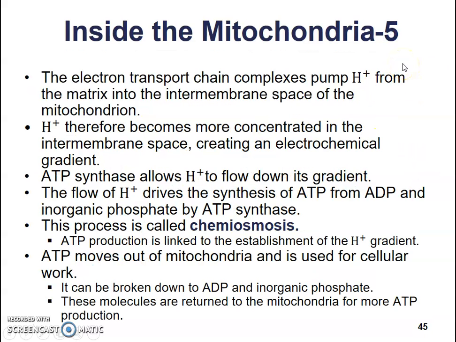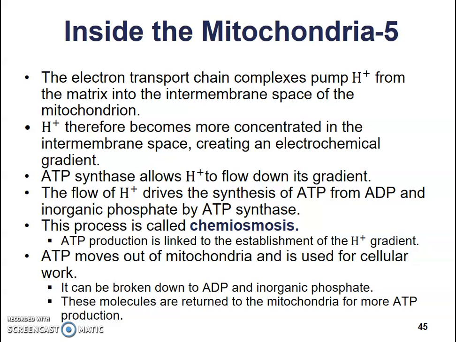The electron transport chain complexes pump hydrogen ions from the matrix into the intermembrane space of the mitochondria. So the hydrogen ions therefore become more concentrated in the intermembrane space, creating an electrochemical gradient. You'll remember that nature doesn't like concentration gradients. It wants everything to be equal. So a protein called ATP synthase allows those hydrogen ions to flow down their gradient. It allows them to move from high concentration to low concentration.